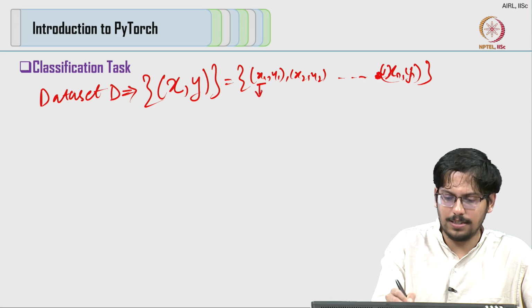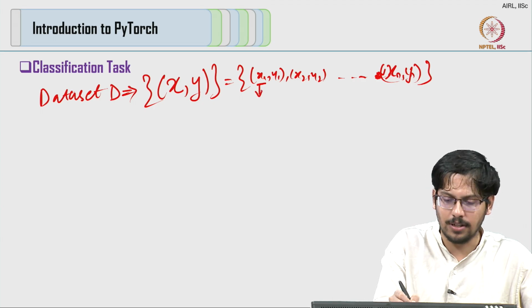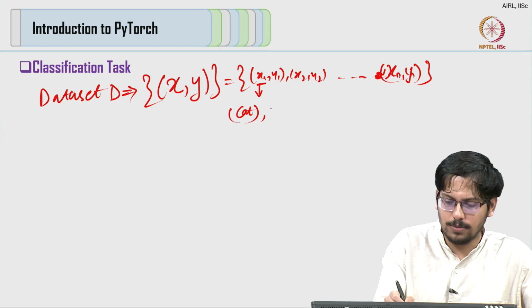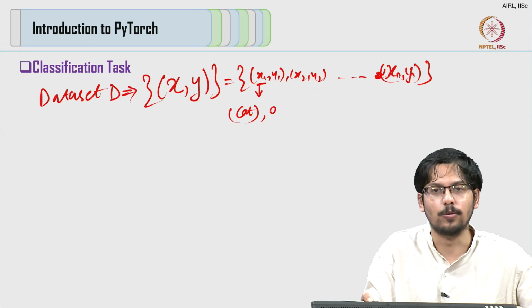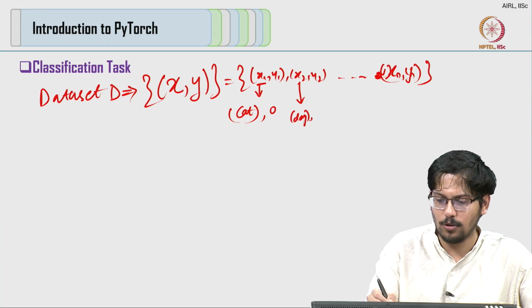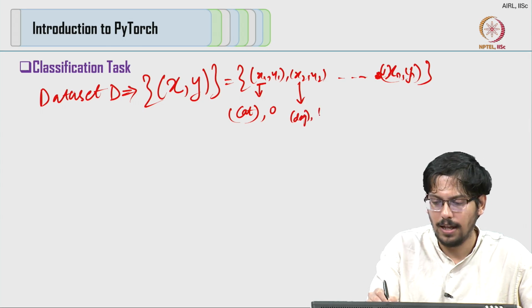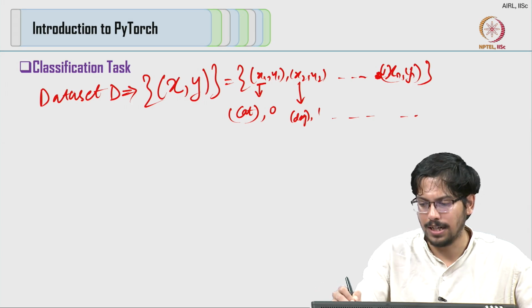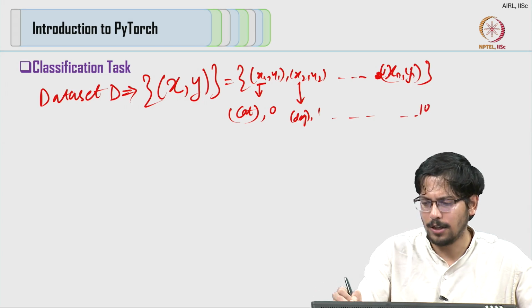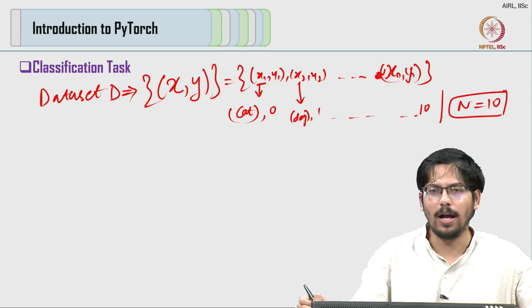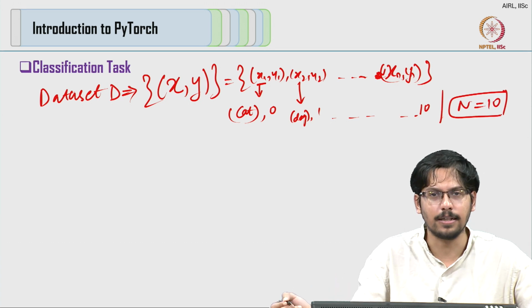So let's assume that X1 is an image of a cat and the corresponding label to it is 0, right. Let's assume X2 is an image of a dog and the corresponding label to it is, let's say, 1, and so on. Now let's assume there are n output classes, or let's assume there are 10 output classes. N is 10; n could be any number, for us it is 10 here.